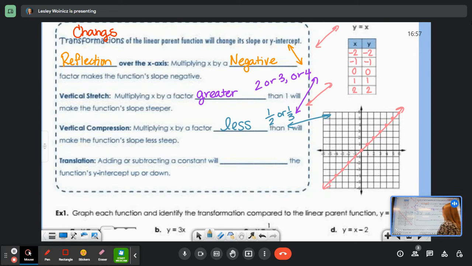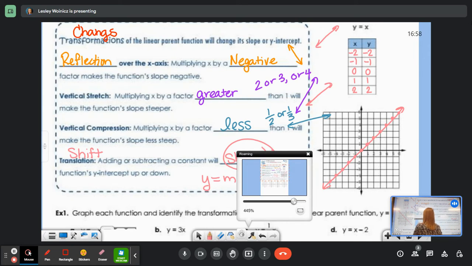Last thing we can do is a translation or a shift. Adding or subtracting a constant will shift the function's y-intercept up or down. So when we have y equals mx plus b, the b is in charge of the shift. That is what's going to change our y-intercept. So let's look at these.